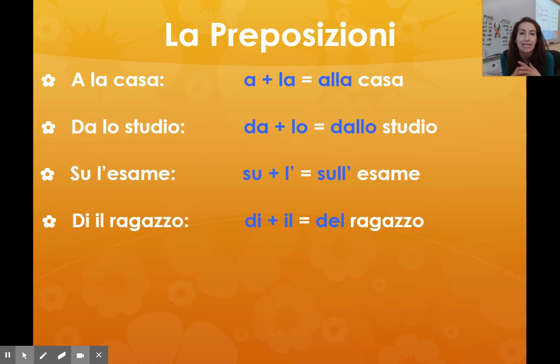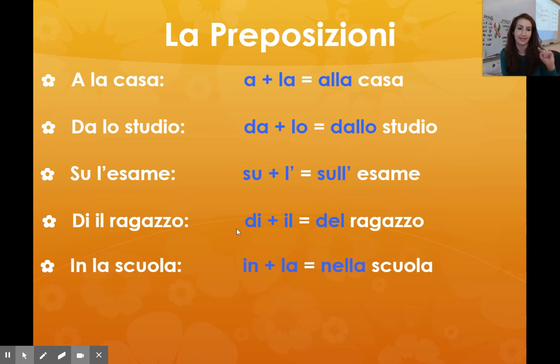Believe it or not, di and il don't become dill. It actually becomes del, which I think sounds better than dill. It just reminds me of pickles. Okay? So of the boy or from the boy, del ragazzo. The last one is in. Again, this is one of the ones with the little stellina. Instead of saying in la scuola, you might notice it is nella scuola.